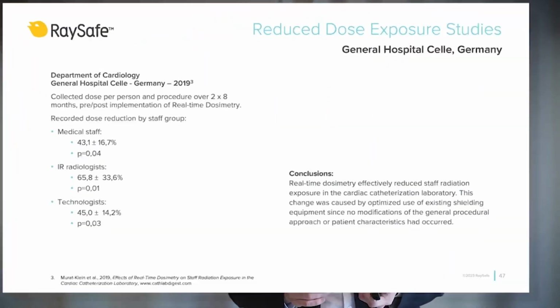During the first period, the personal dosimeters and the reference dosimeter registered the radiation dose, but the dose rate information was not displayed, only stored for analysis. During the second period, the system was used to its full extent and the radiation dose rate information was displayed. They saw a decrease of roughly 40 to 60% on all staff members.